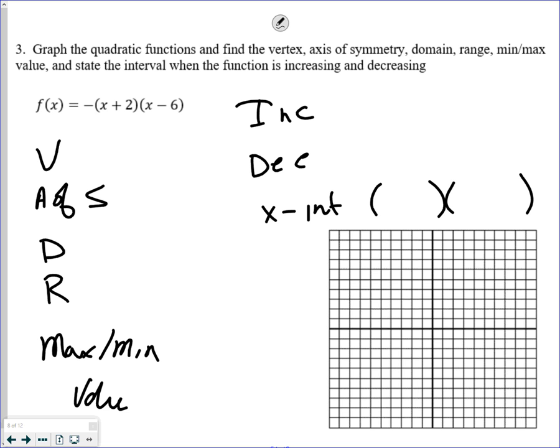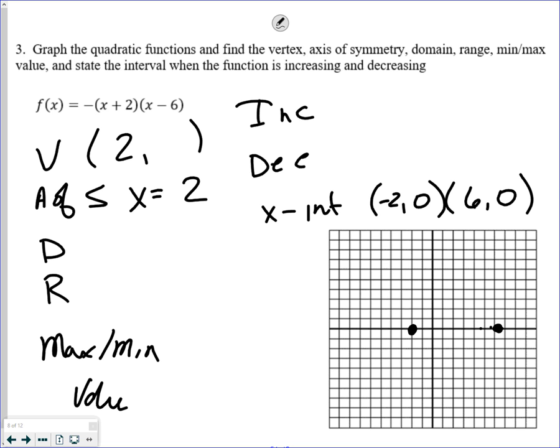The values that make the parentheses 0. So negative 2 gets you a 0, and positive 6 gets you a 0. So on the graph right now, I already know negative 2, 0, and 6, 0. Now, how do I find the axis of symmetry? The axis of symmetry is the halfway point between these two. So negative 2 and 6 add together make 4. So halfway is 2.